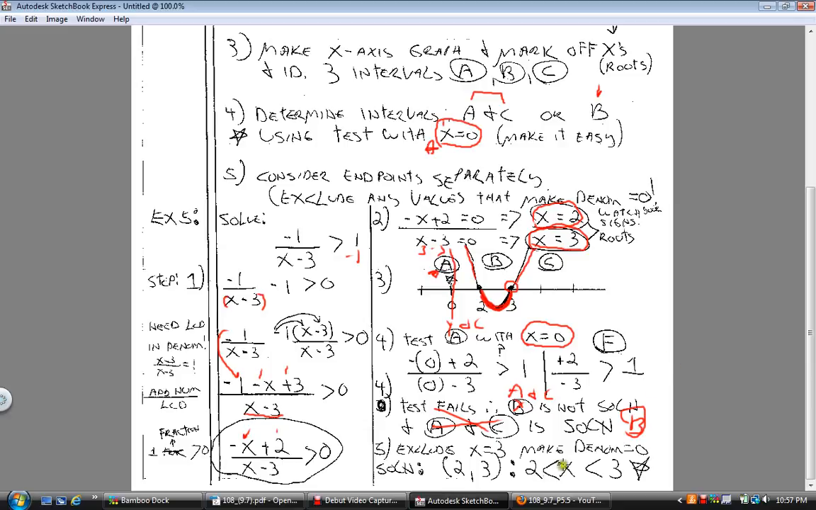Again, finally, this would be your interval notation here. Parentheses 2, comma 3. Remember, we're talking interval notation, not ordered pairs.